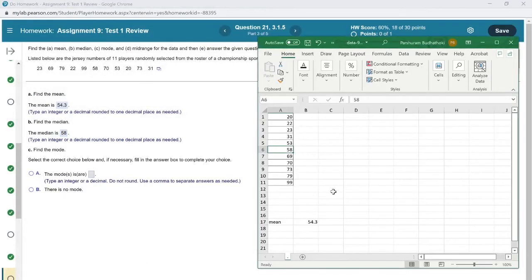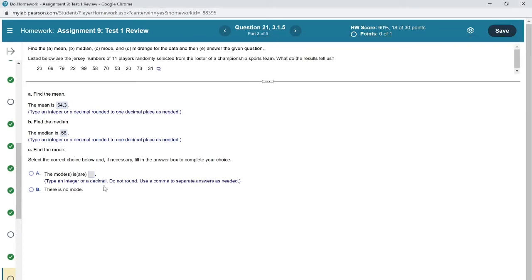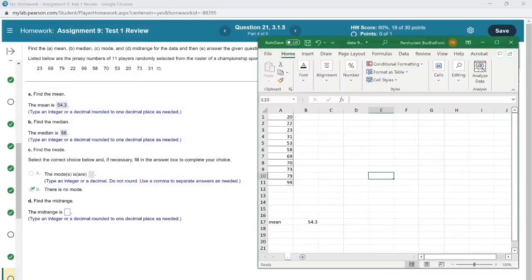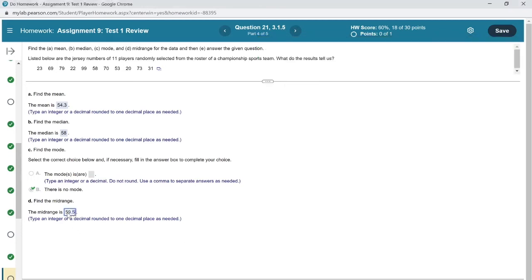Mode means the most repeated data. So 20, 22, 23, 31, 53, 58, 69, 70, 73, 79, 99. So nothing is repeated. If there is no data repeated, there is no mode. And mid-range is the highest data plus the lowest data divided by 2. Check the definition of the mid-range: it should be the sum of the highest and the lowest divided by 2. That's 59.5.